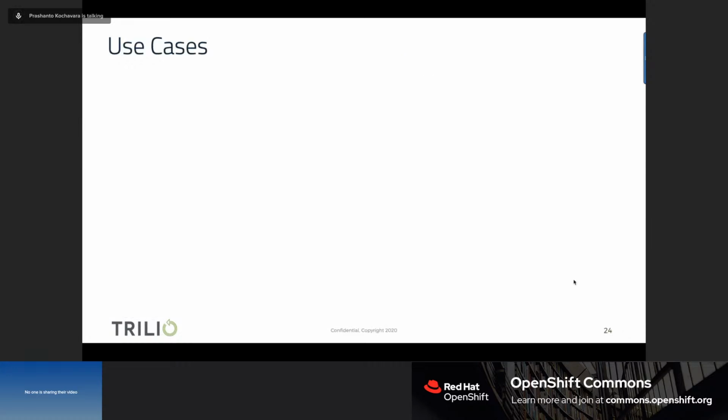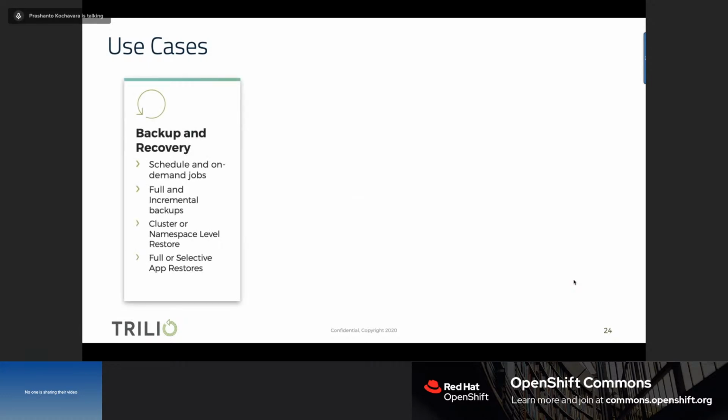So now let's talk about the use cases. Based on how TrilioVault can do its backup and restore, there are a plethora of use cases that are enabled. So basic backup and recovery. You can schedule on-demand jobs. You can have full and incremental backups. You can restore into a new cluster or into a new namespace in an existing cluster. And you will have full or selective app restore as well.